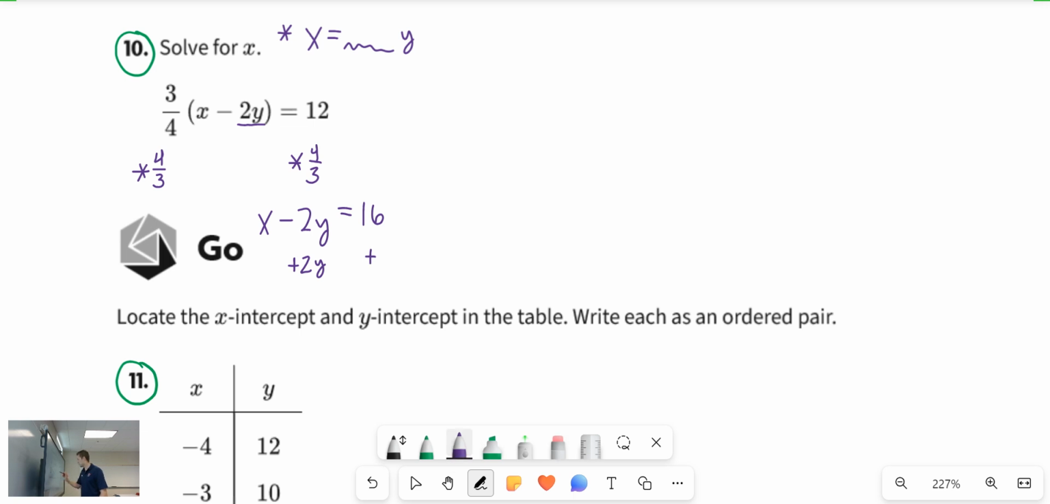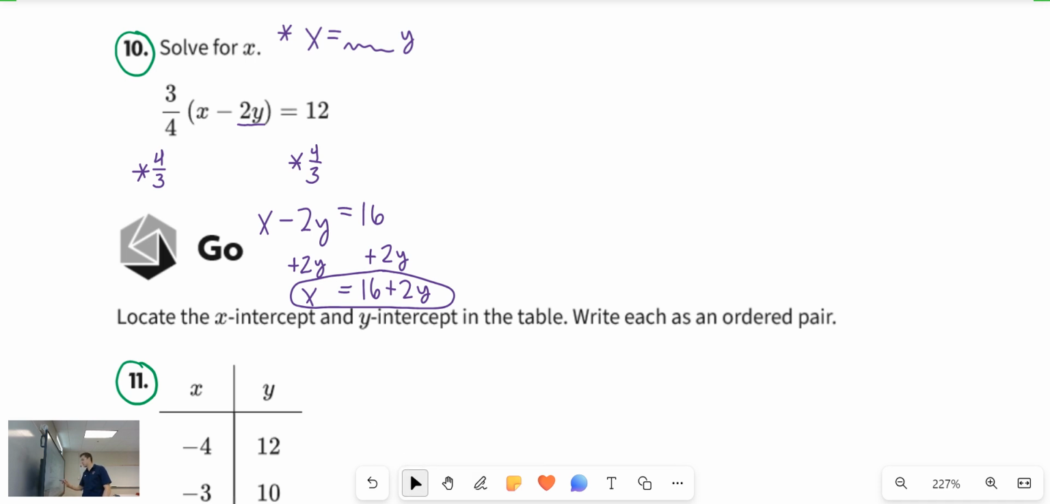Here we go, add 2y. And we end up with x equals, gosh, I can't write on this today. X equals 16 plus 2y. All right, and that is going to be our solution, because we wanted to solve for x, so we have x equals something, and that something does indeed have a y in it, so that's exactly what we wanted to get.